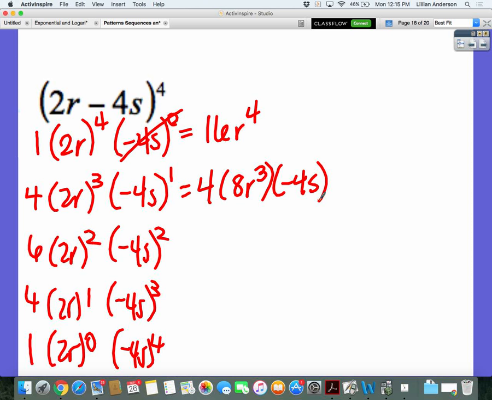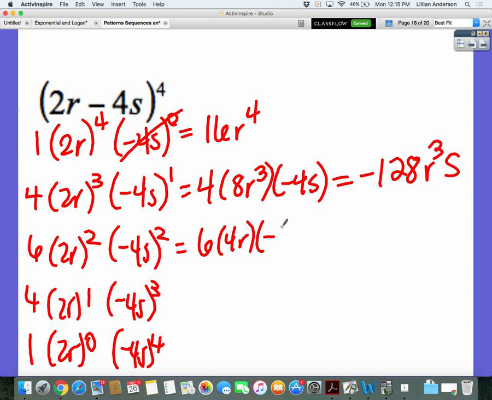So that's basically 32 times 4, which is a negative 128 r to the third s. Okay. This one's going to be 6 times 4r times negative 16s. Sorry, you're right, positive 16s. So that is 384. And I forgot my exponents, I apologize. R squared, s squared. So far so good?